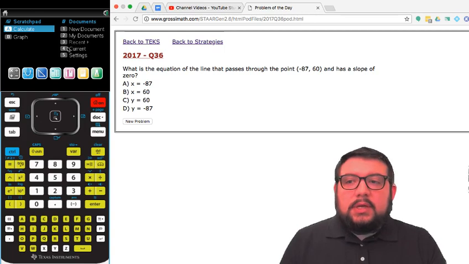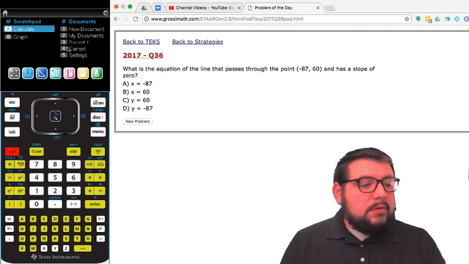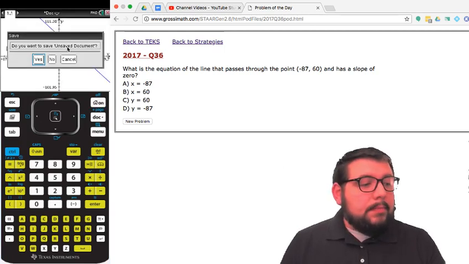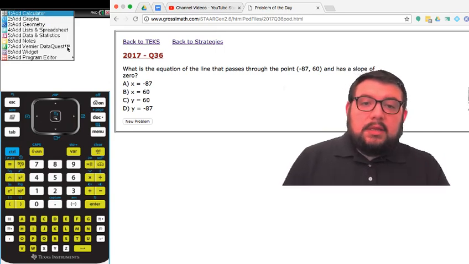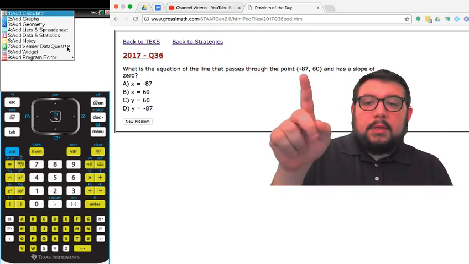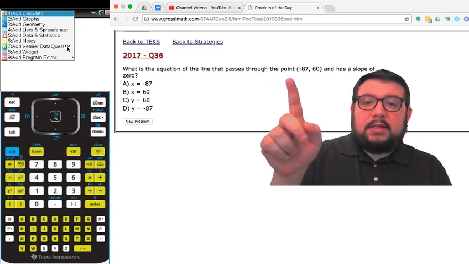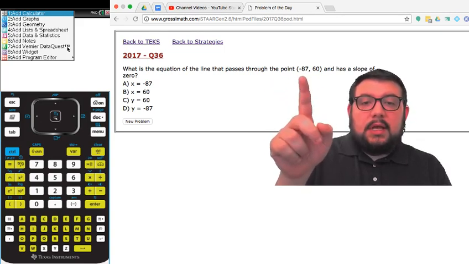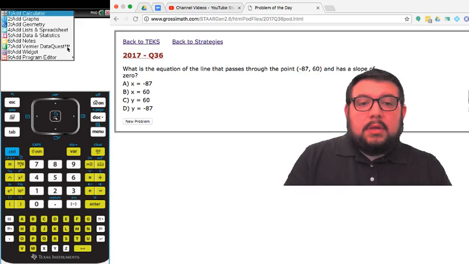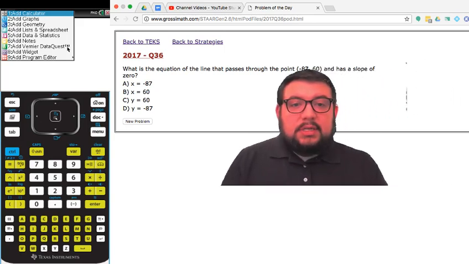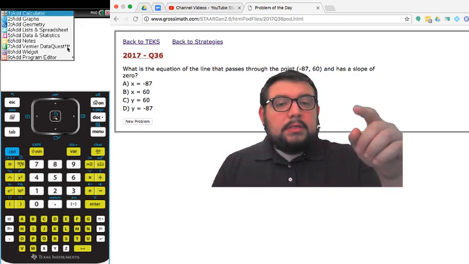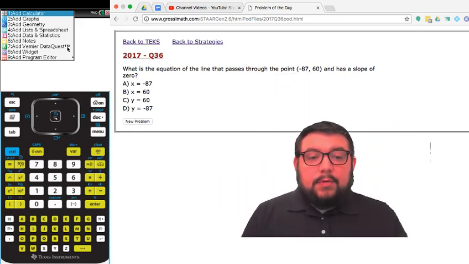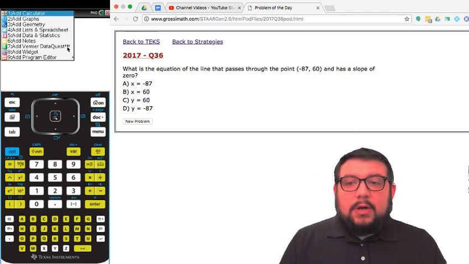So the first thing I'm going to do is press Control-N to get my calculator to a fresh screen and start a new problem. Okay, now I need to pick a calculator strategy. Well, in this problem I can see that I have an ordered pair. It says that there's an equation of a line that passes through the point negative 87, 60. So that point has an x and a y. So that's a classic GRT strategy, and I'm going to show that to you. And now slope is a classic GRA keyword, and I'm going to show that to you as well.